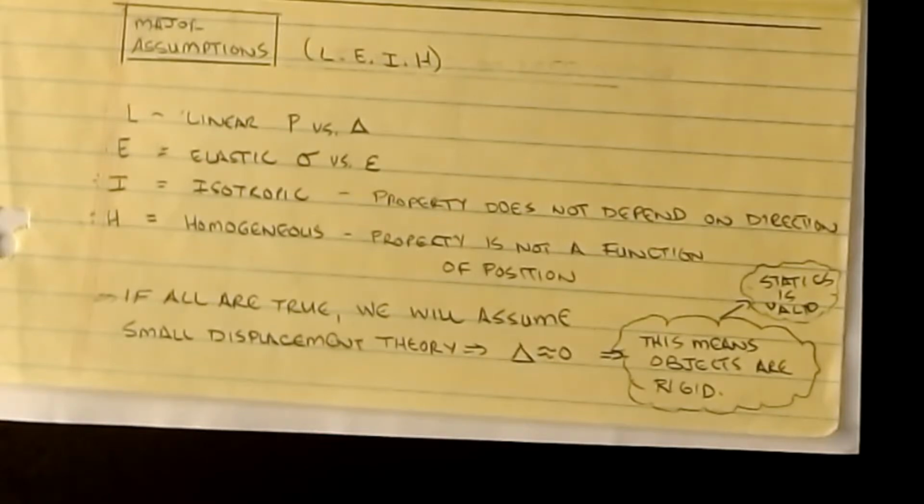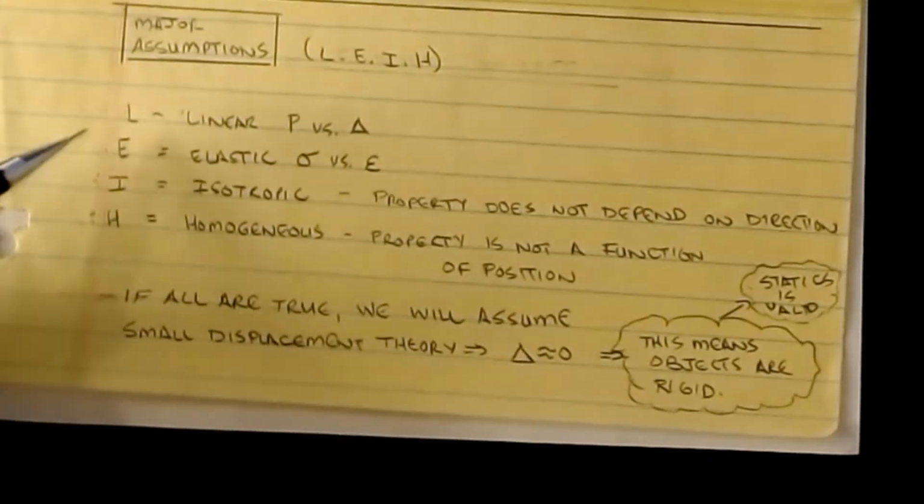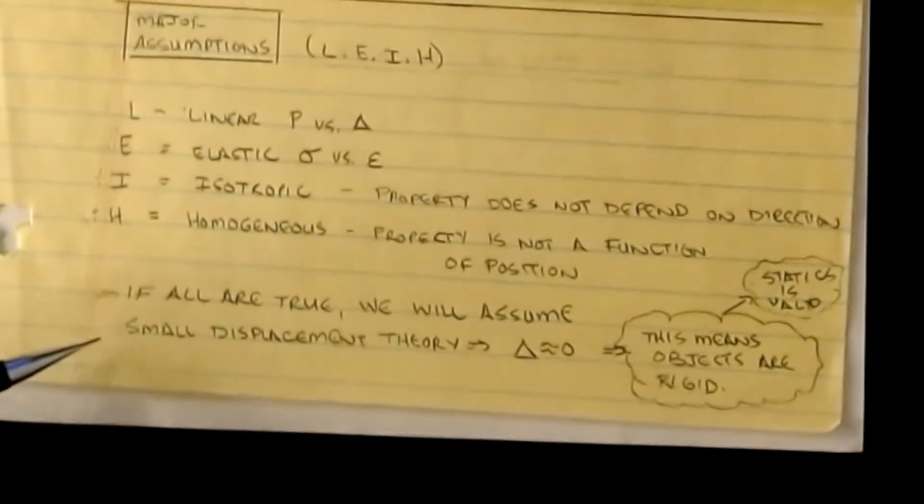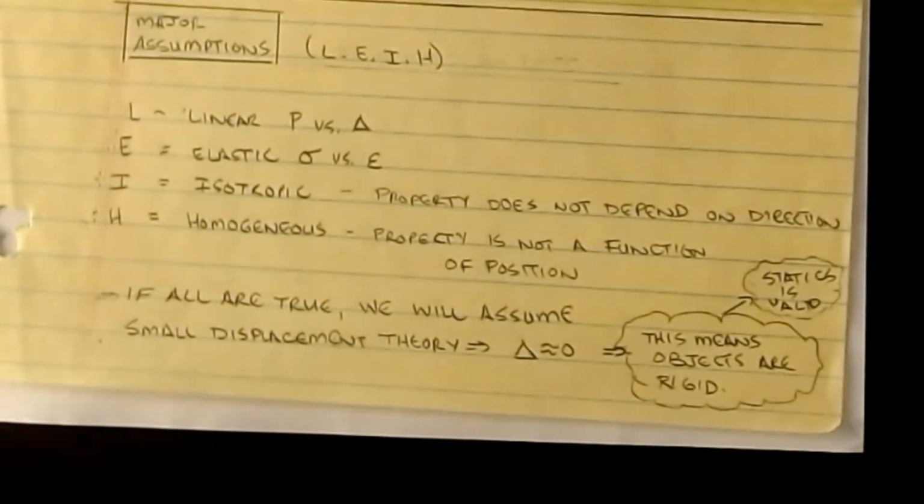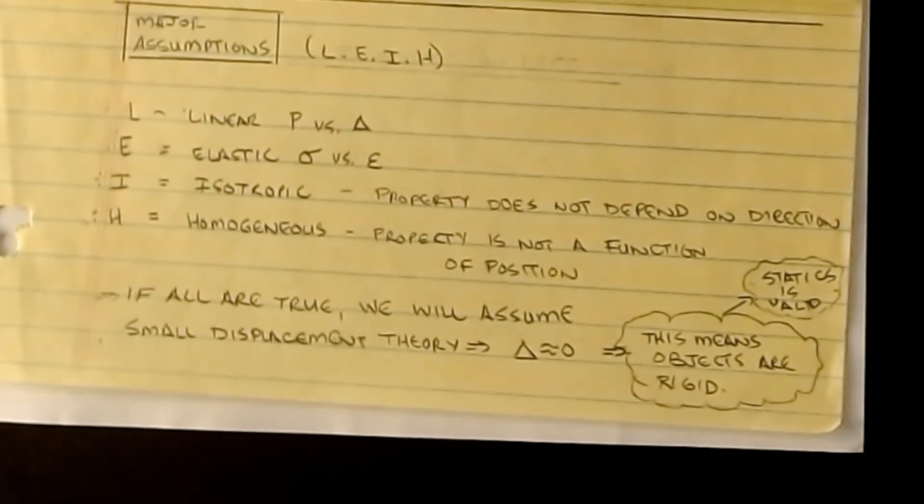But for us, again, we're keeping it fairly simple. But these four items give me small displacement theory, because we're assuming displacements are very, very small compared to the dimensions of the member itself.